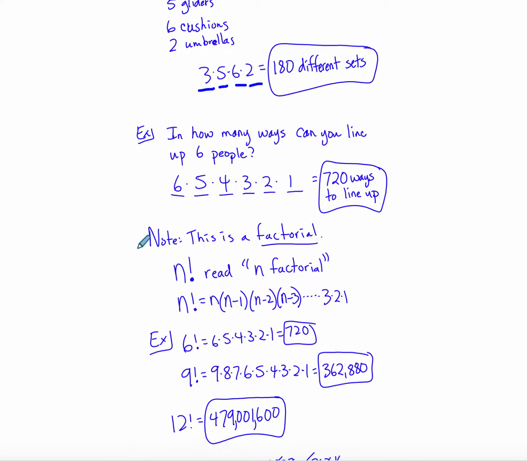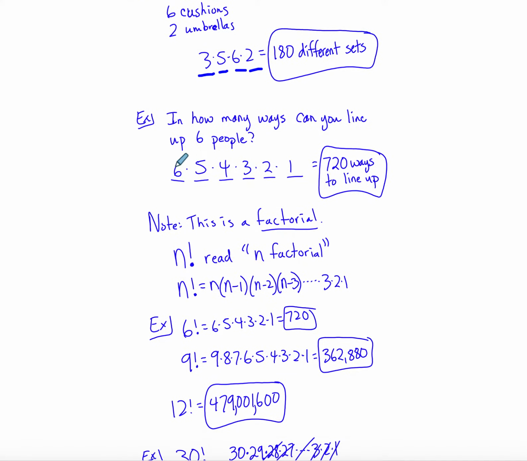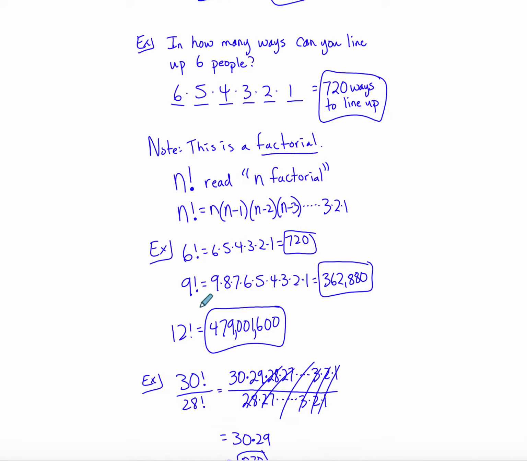This is actually known as a factorial. Anytime you want to multiply, like start at a number and then reduce by 1 all the way down to 1, it's called a factorial. The symbol for factorial is n exclamation point. We read this as n factorial. N factorial is always n times n minus 1 times n minus 2 all the way down to times 1. So 6 factorial would be 6 times 5 times 4 times 3 times 2 times 1. 9 factorial would be 9 times 8 times 7 times 6 times 5 times 4 times 3 times 2 times 1. 12 factorial would be exactly the same.